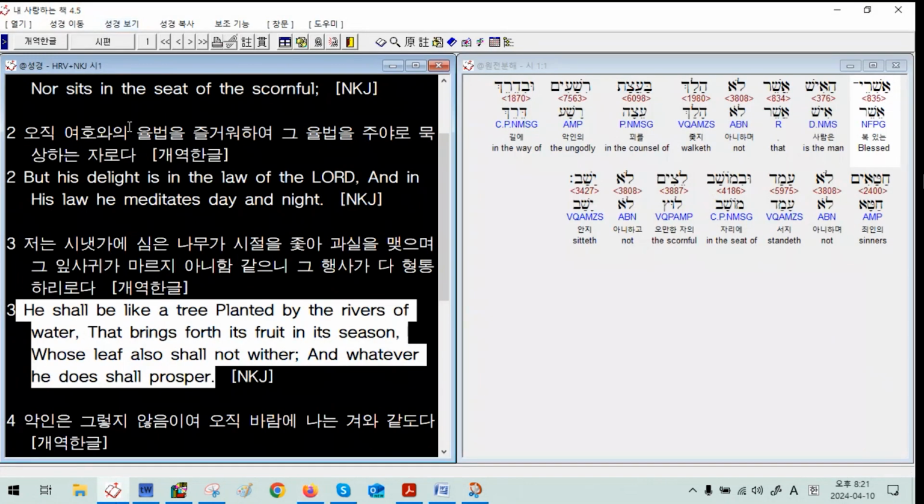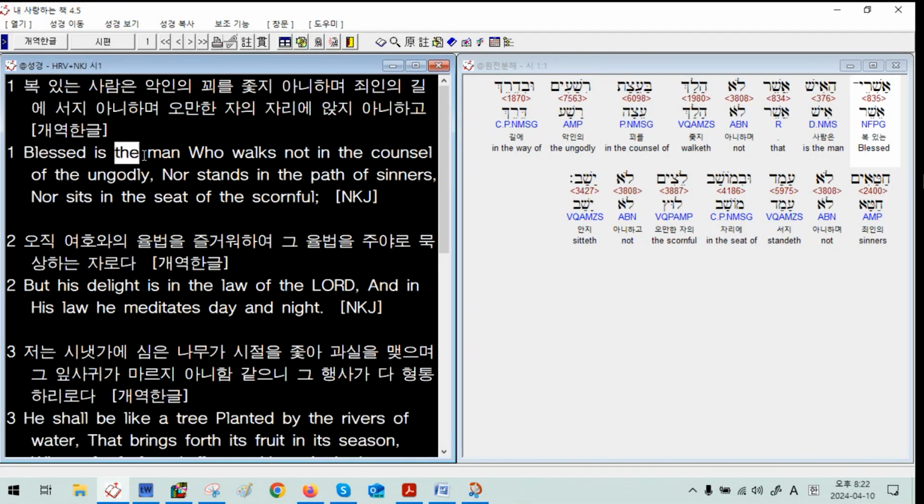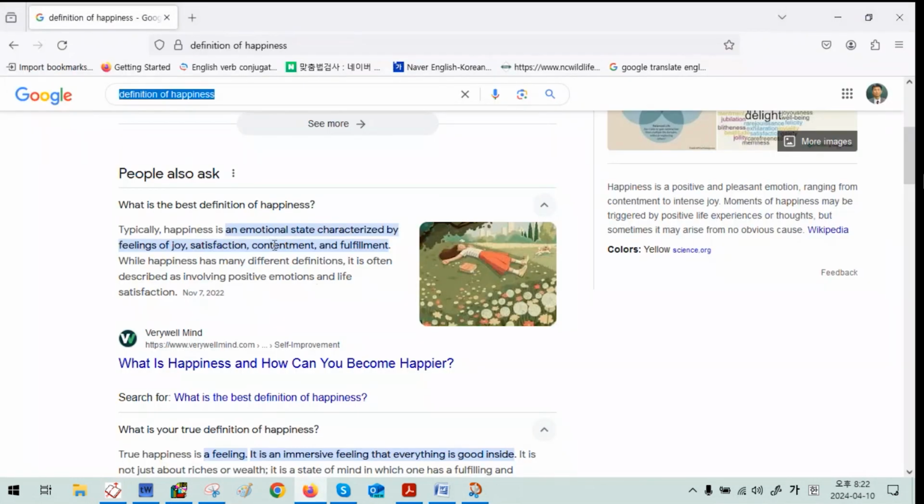But God's happiness is totally different from man's happiness. Because happy living, the man is what? Delight in the law of the Lord, to become the tree of life. That is the happy living. Whereas emotional happiness.